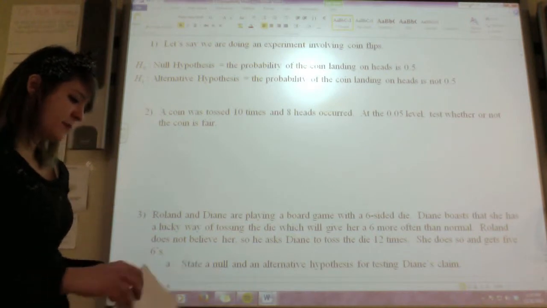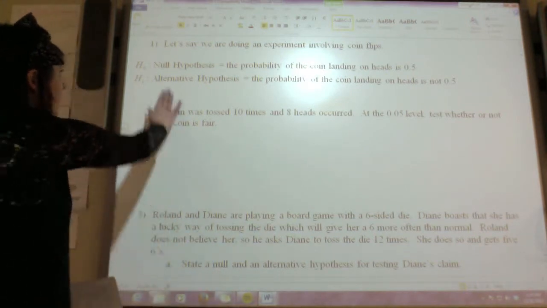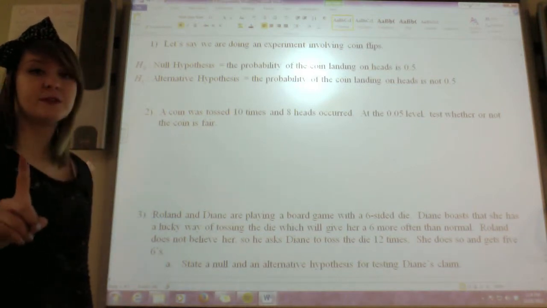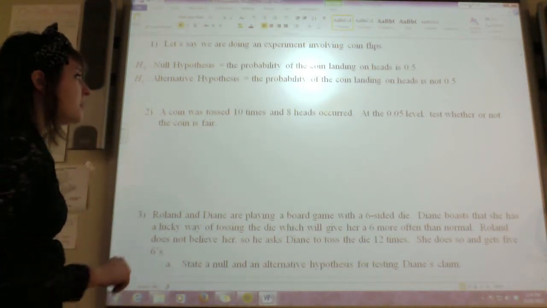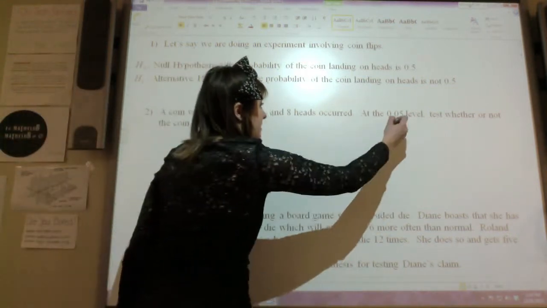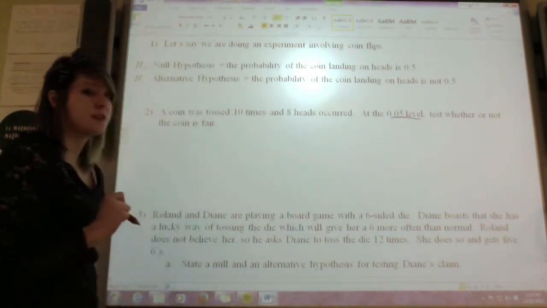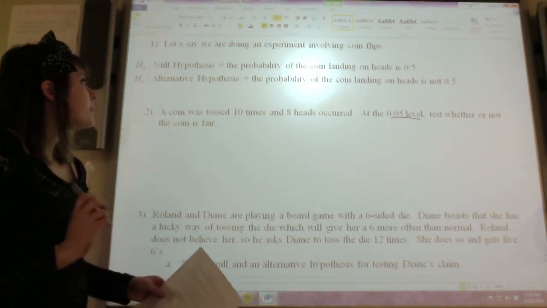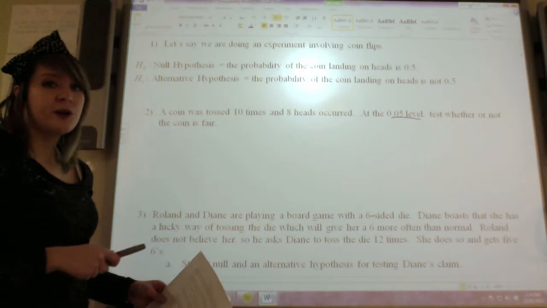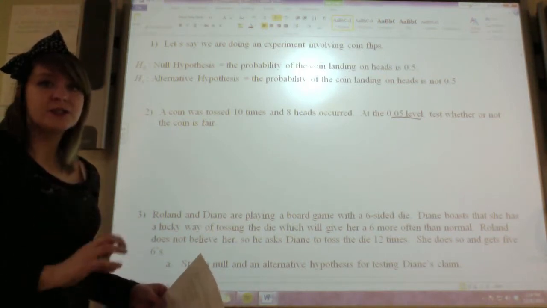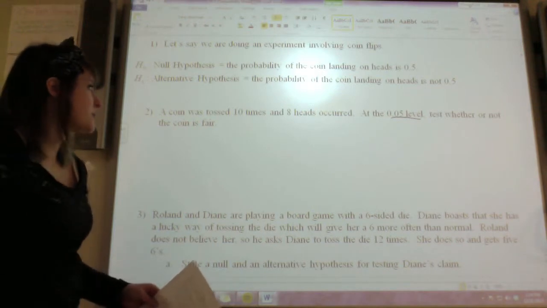So this is our first problem here. We've already got our null and our alternate hypothesis, which is always the first step for a problem like this. And then we want to set our significance level, which they've already done for us. They told us at the 0.05 significance level we want to test this. Okay, so remember that we're testing all of the outcomes, including the most extreme ones. So what actually happened and anything more extreme.